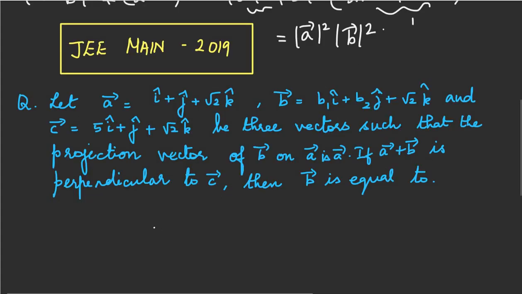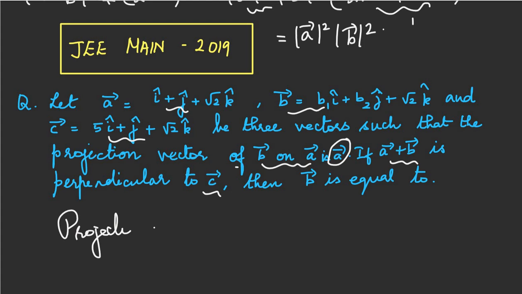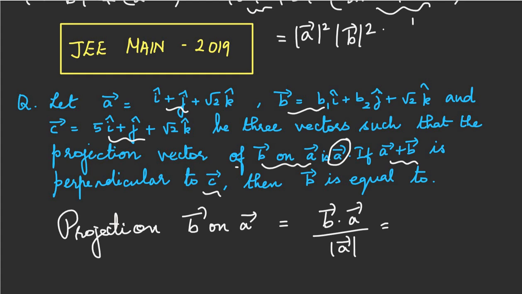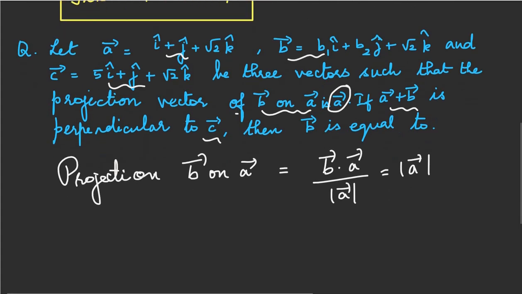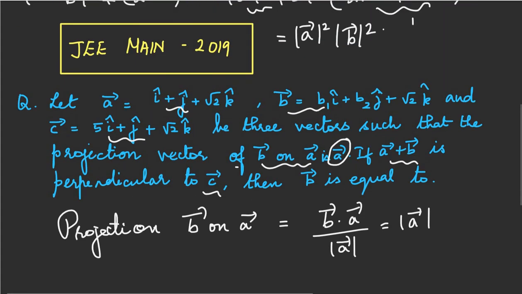The next question. A vector is given, B vector is given, C vector is given, three vectors such that the projection of B vector on A vector is the modulus of A vector, A plus B is perpendicular to C, and then find B. So, the projection of B vector on A vector, which is B vector dot A vector divided by modulus of A vector, is equal to modulus of A vector. So taking the dot product of A vector and B vector.